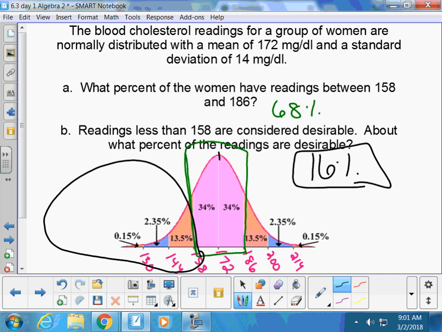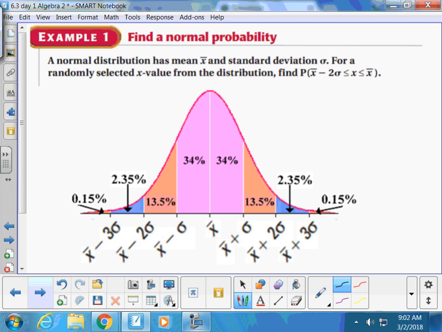All right. Let's look at our next question. It's also a question based off of the curve, and so it's asking about areas. It says a normal distribution has an average mean, x bar, and a standard deviation, sigma. For a randomly selected x value from the distribution, find this probability. So let me explain what they're asking.